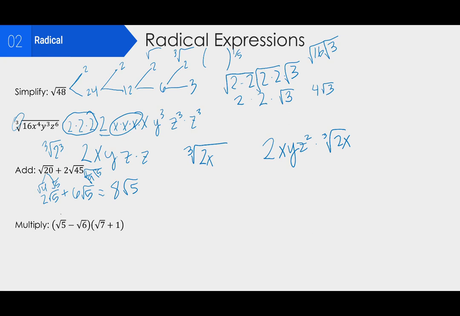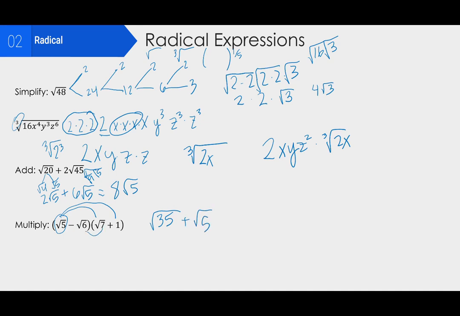We're going to multiply the square root of 5 times the square root of 7, but also times the square root of 1. It's going to feel like foiling or multiplying or box method. You can even use that here. Same idea as with polynomials. So the square root of 5 times the square root of 7, they both have the same square root, and so we'll combine those inside. Square root of 5 times 1 is the square root of 5.